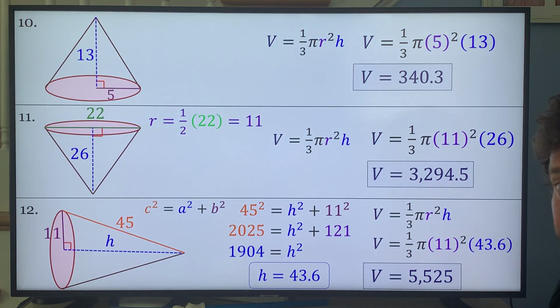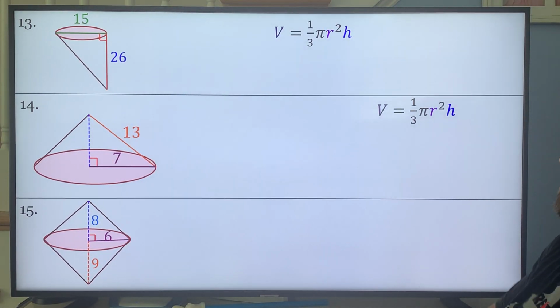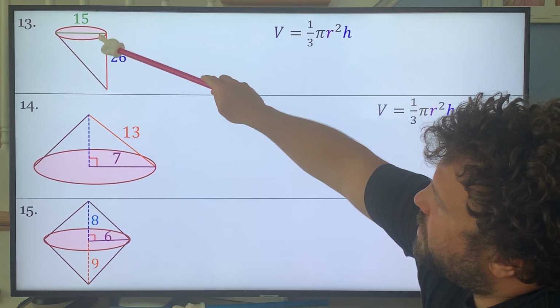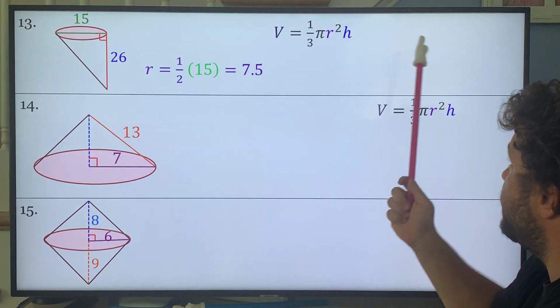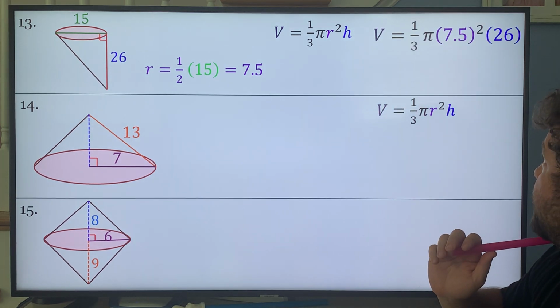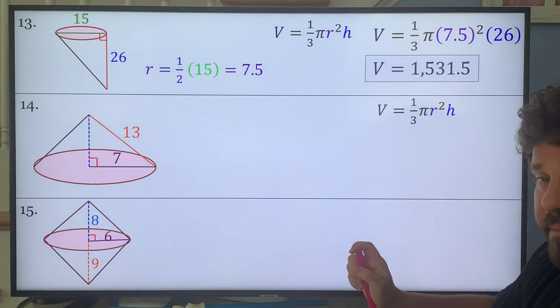Three more. Two problems, 13 to 15, we should probably say. That probably sounds a little better. All right, once again, oblique, that's all right. Right there, we have the diameter, we need the radius, so half of 15 is 7.5. 1/3 pi times 7.5 squared times 26 is 1,531.5.